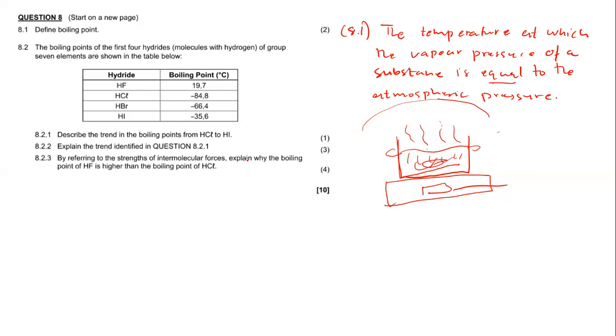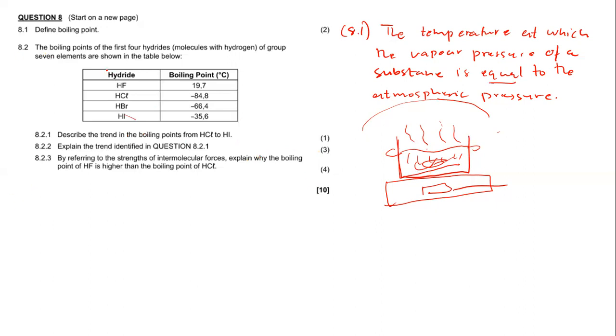That's how we actually define the boiling point. So now 8.2, as a chemistry student, you need to have a basic understanding of how these things actually work, because as you continue with chemistry or chemical engineering, you're going to face these things a lot. So now 8.2, it reads as follows.